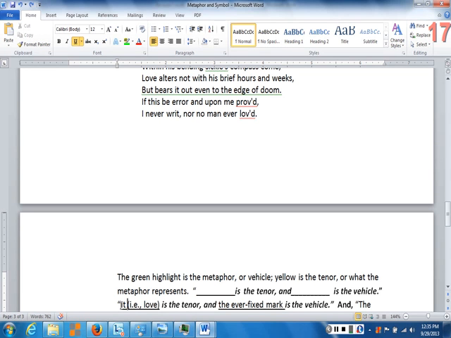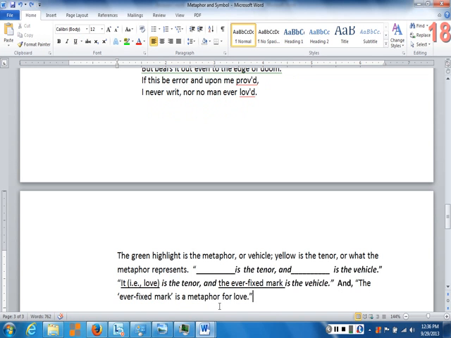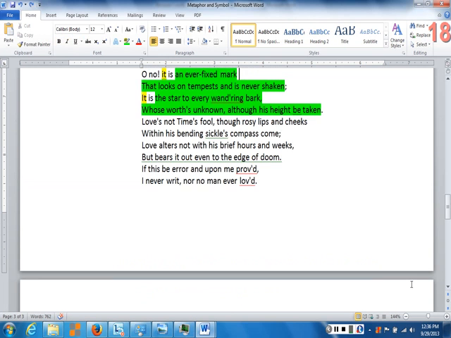It refers to love. So love then is the tenor, meaning it's the thing that the metaphor refers to, and the ever-fixed mark is the vehicle, meaning it is the metaphor itself. So we say then that the ever-fixed mark, using our other formula, is a metaphor for love.